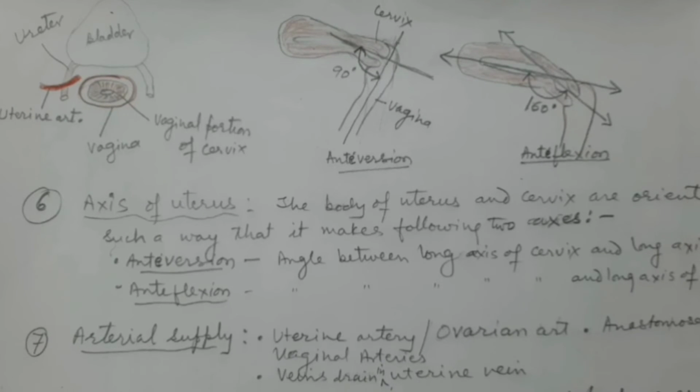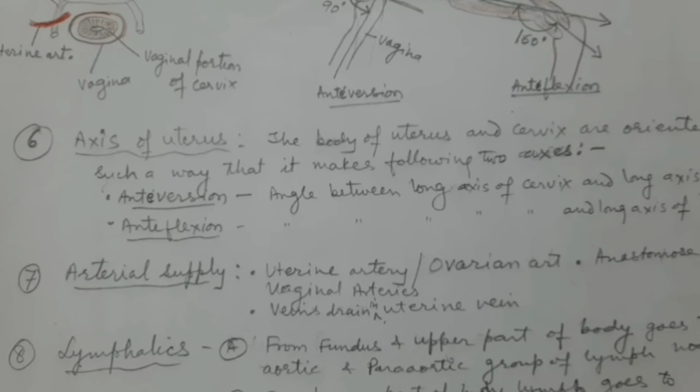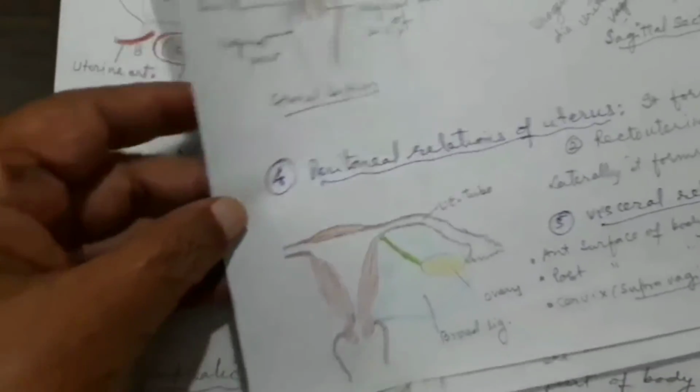Right, let us come to another point, and this is the arterial supply of the uterus. The uterus is mainly supplied by the uterine artery. Let me draw this artery here for you. Suppose I use this diagram to draw the uterine artery for the uterus.